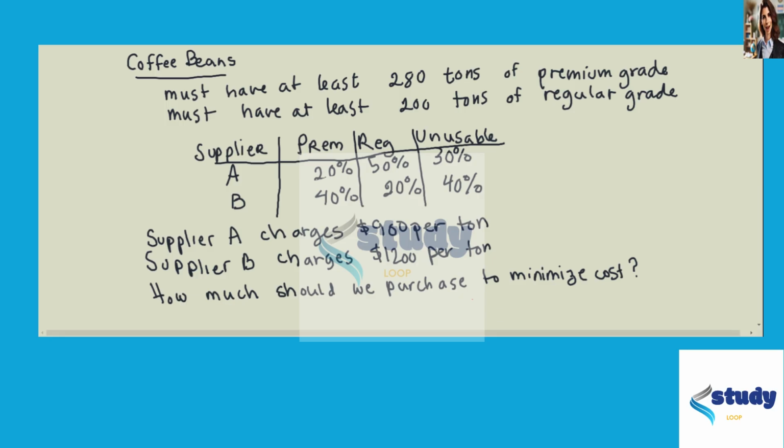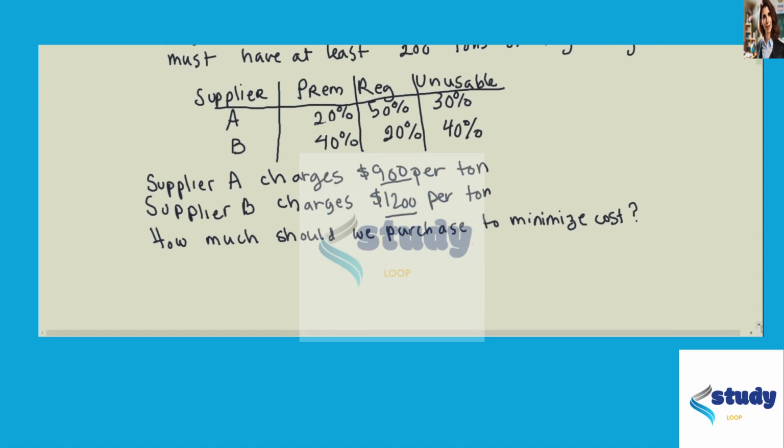We need to buy some coffee beans, and we need at least 280 tons of premium grade and 200 tons of regular grade. We can buy them from two suppliers. Supplier A charges $900 per ton, and supplier B charges $1,200 per ton. In supplier A's tons, 20% of the ton is premium, 50% is regular, and 30% is unusable. And in B, 40% is premium, 20% is regular, and 40% is unusable. How much should we purchase to minimize cost?